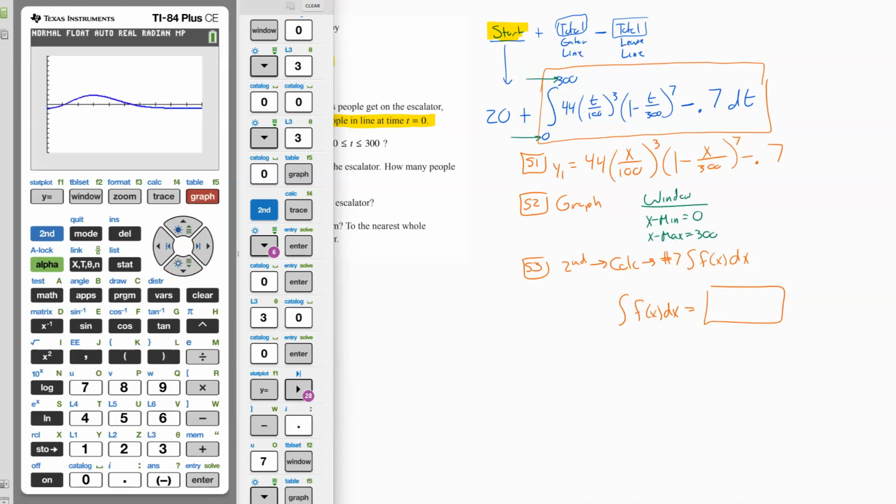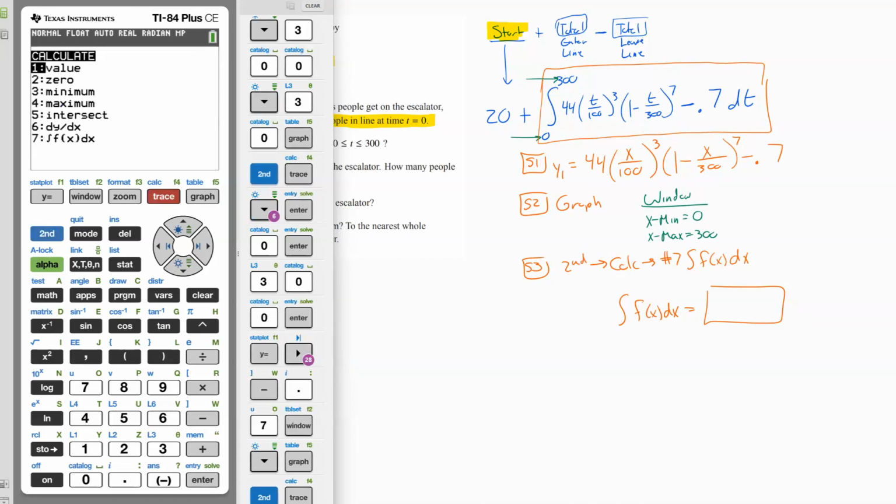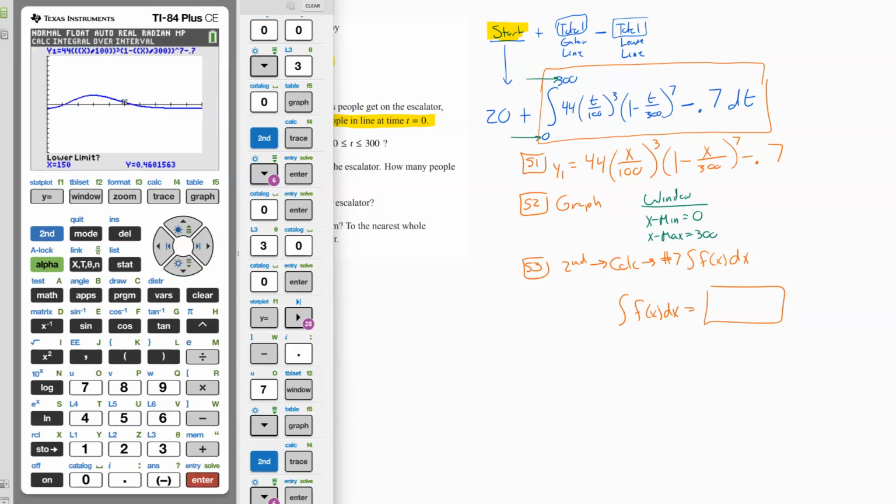It graphs this out for me, and now I go ahead and find the value of this. So I'm going to hit second calc, the button above trace at the very top, and then I'm going to go down to that number 7 option, which is integral of f of x dx. I hit enter on that. At the bottom of the screen, it's going to ask me 2 questions.